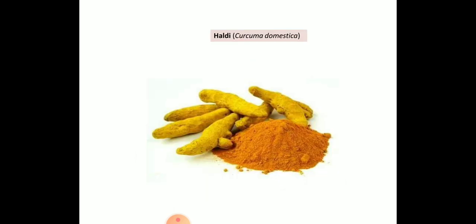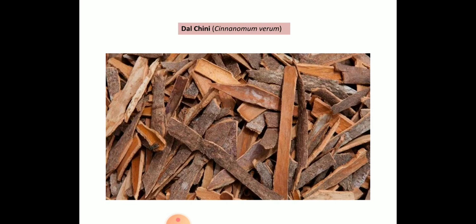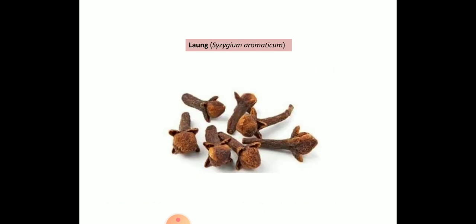Then Curcuma domestica, which belongs to the family Zingiberaceae. It is also used as a spice and as medicine, for its wound healing properties and for skin treatment. Another one is Cinnamomum verum, that is chakke. It is also used as a spice, increases the flavor, and is generally used in garam masala. And this is Syzygium aromaticum, that is clove.